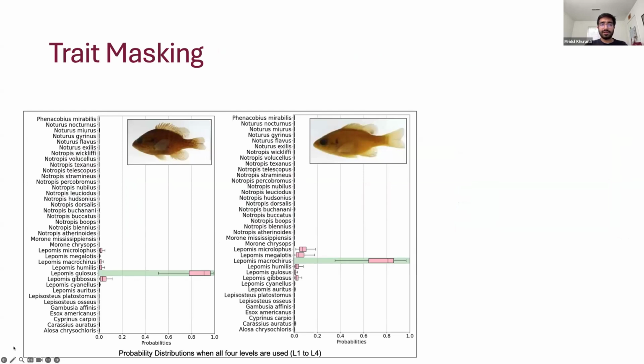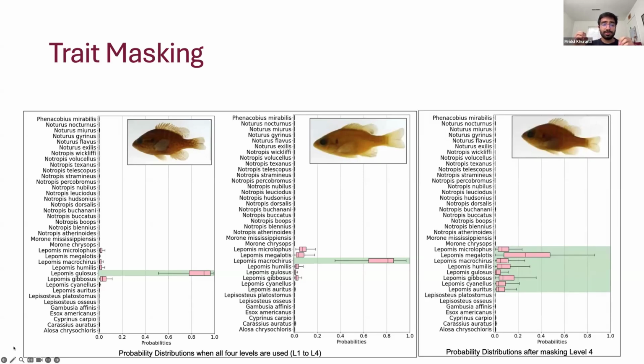So, coming to the trait masking results. The two figures on the left show you the distribution of logit scores obtained from a separately trained classifier, where we are trying to classify images generated of the species where all the four level tokens are present. That is basically generating images of a specific species, while providing all the four level embeddings, and the green represents the species which we intend to generate, which the model should do, and it is doing well, right?